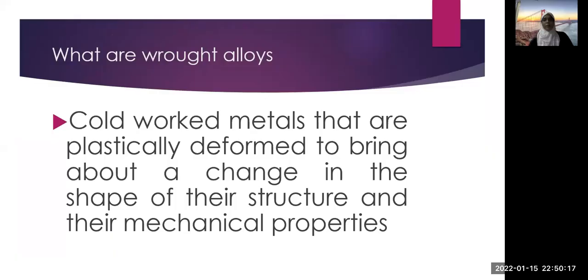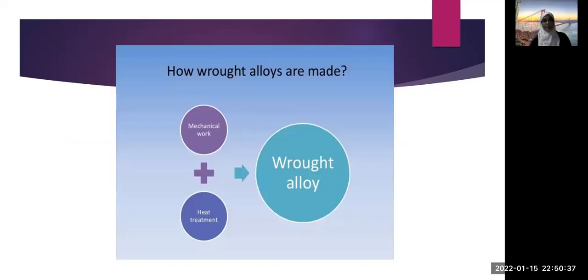So, what are these wrought alloys? Any metal which is cold worked and has undergone plastic deformation to bring about certain changes in the shape of its structure as well as its mechanical properties, you call it wrought alloys. Now, how are these wrought alloys made? You have to do some mechanical work and also heat treatment. Both together are going to give you a wrought alloy which has a change in its structure as well as its properties.